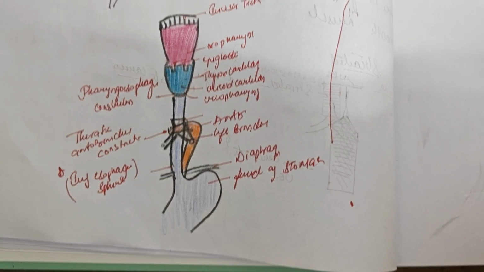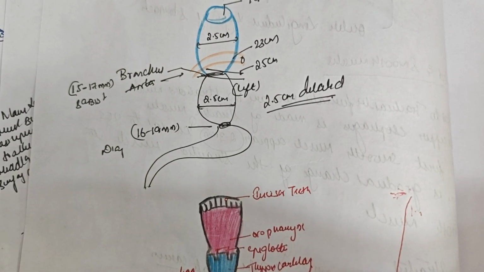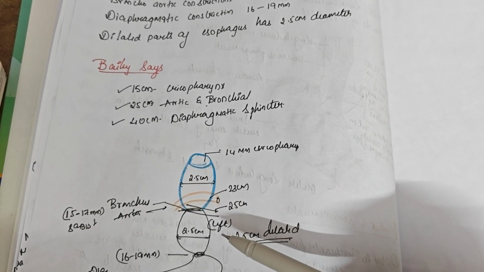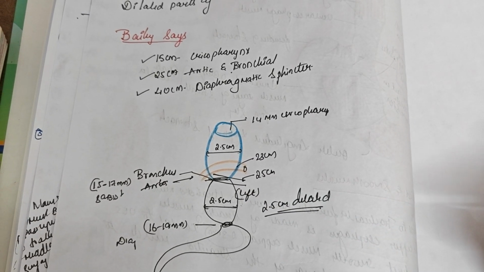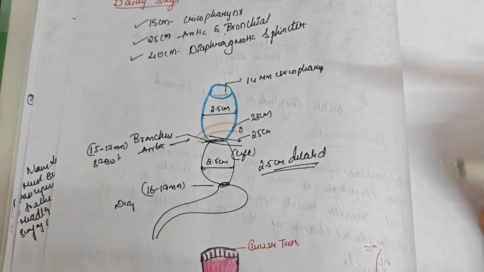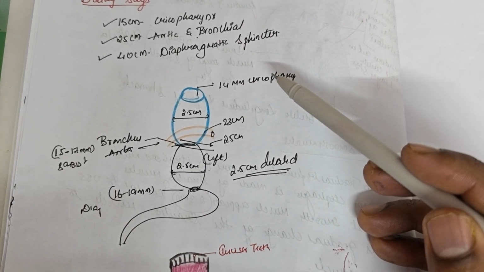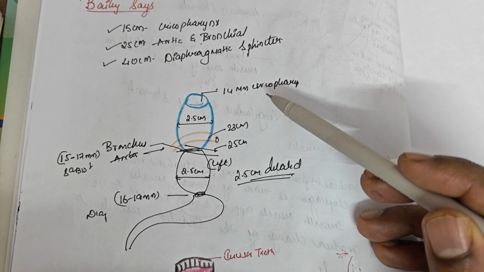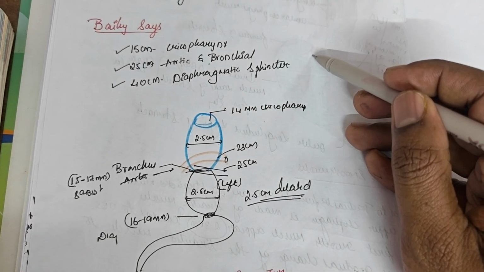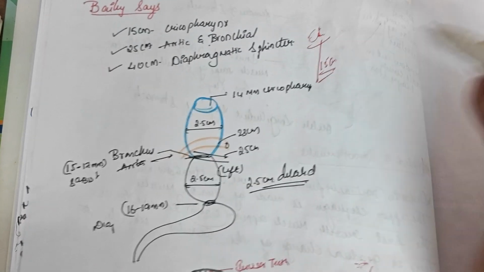Now, if you look into the dilated parts, there are 2 points where it dilates. The dilation of the esophagus happens at 2 points, and the maximum dilation is 2.5 centimeters. So that's all. The point you need to understand is the distance of the constriction. If I start from the incisors, from the teeth, and go down, the cricopharyngeus is 15 centimeters from the incisors.